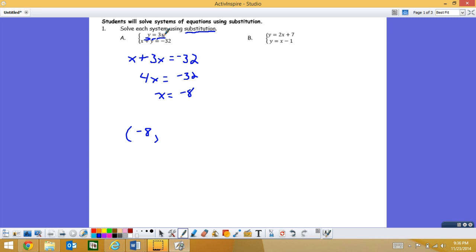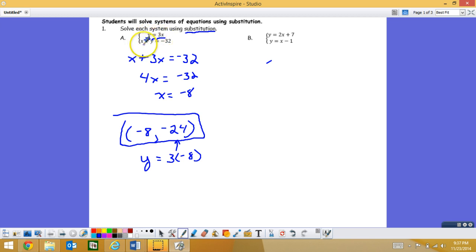3 times negative 8 is negative 24. So all we did was take that negative 8 and substitute it in, and we ended up with negative 24. So negative 8, negative 24 is our solution. Now you can always check to make sure it works. Negative 24 is equal to 3 times negative 8, and negative 8 plus negative 24 is in fact negative 32. So that is the solution to the system.